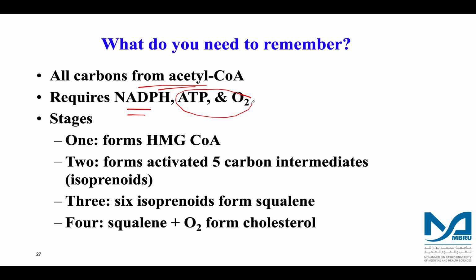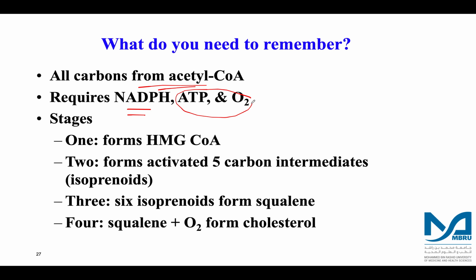And this is my way of looking at cholesterol biosynthesis, so you will not find this in the book. There are 4 different steps. In the first step, we convert acetyl coenzyme A to HMG coenzyme A, and these steps are common to the ketone body formation steps. In the second step, we convert HMG coenzyme A to 5-carbon intermediates, which are called isoprenoids.